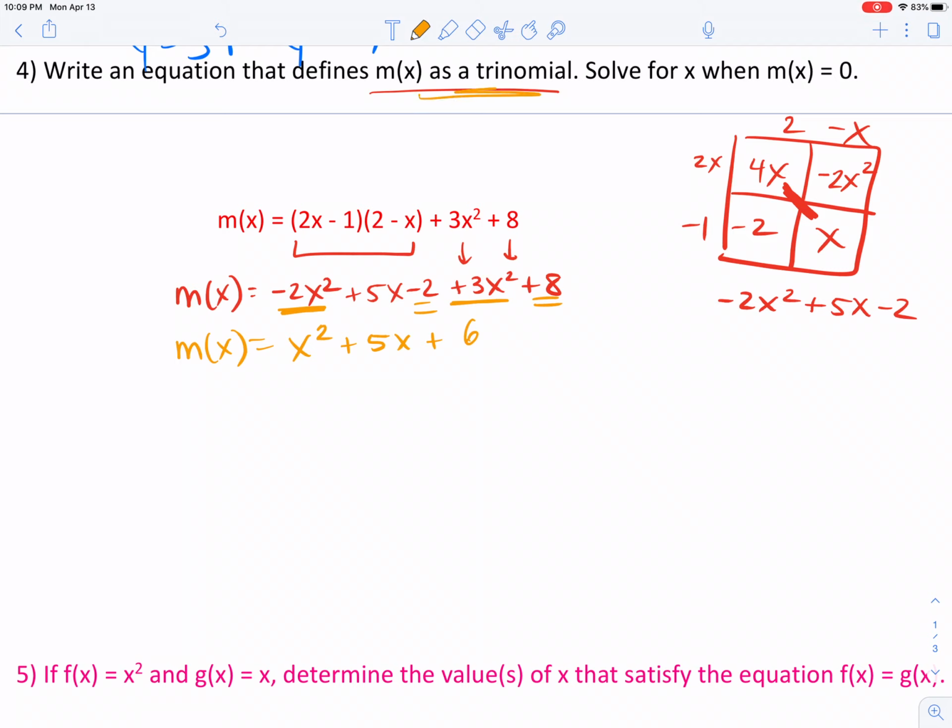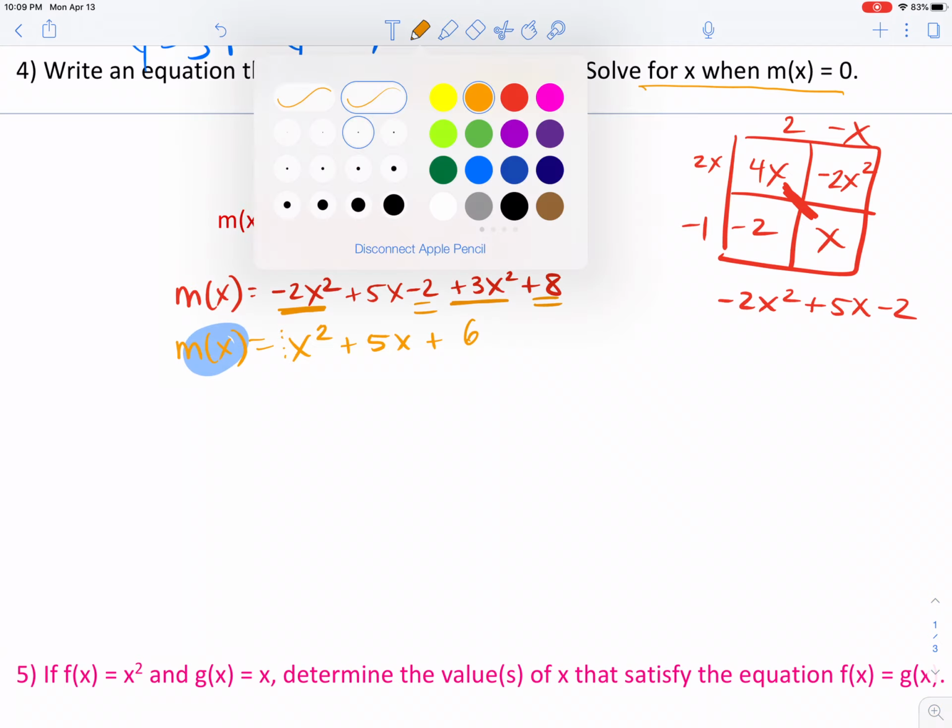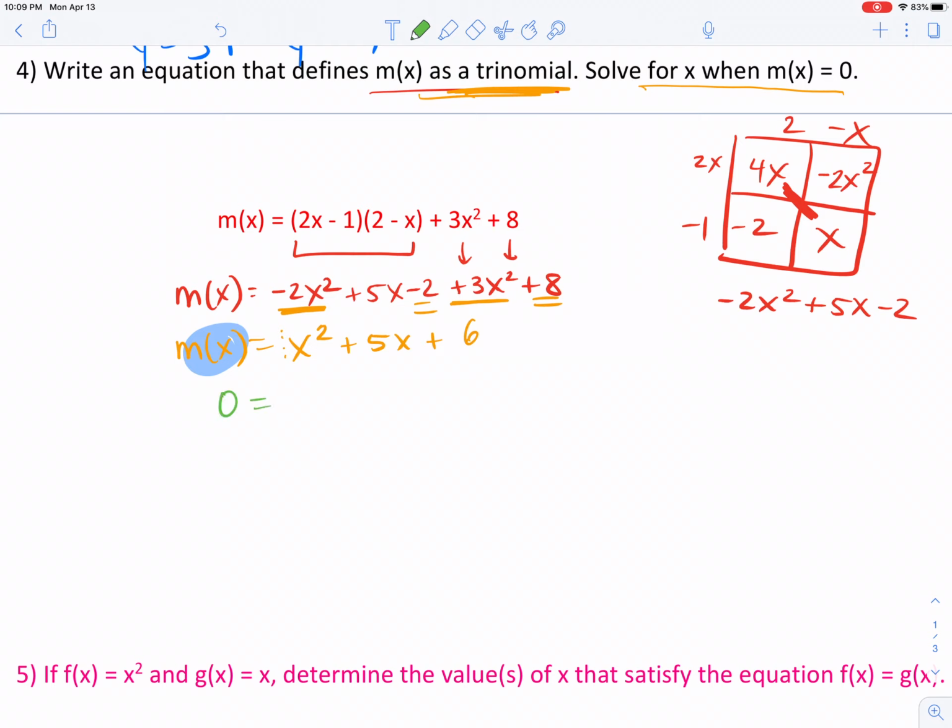That is now a trinomial. We have x squared, 5x, and 6, three terms. Luckily, the leading coefficient is 1, so we do not have to split the middle here to find the value of x when m of x equals 0. So since they want to know when m of x equals 0, I'm going to replace the m of x with 0, making this a standard form quadratic equation that we're now solving for.